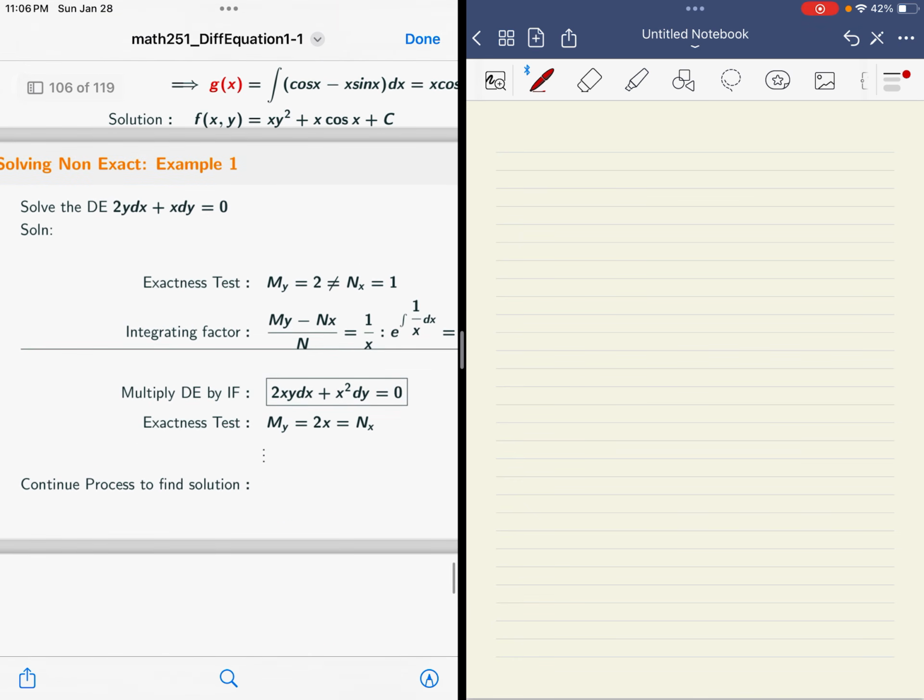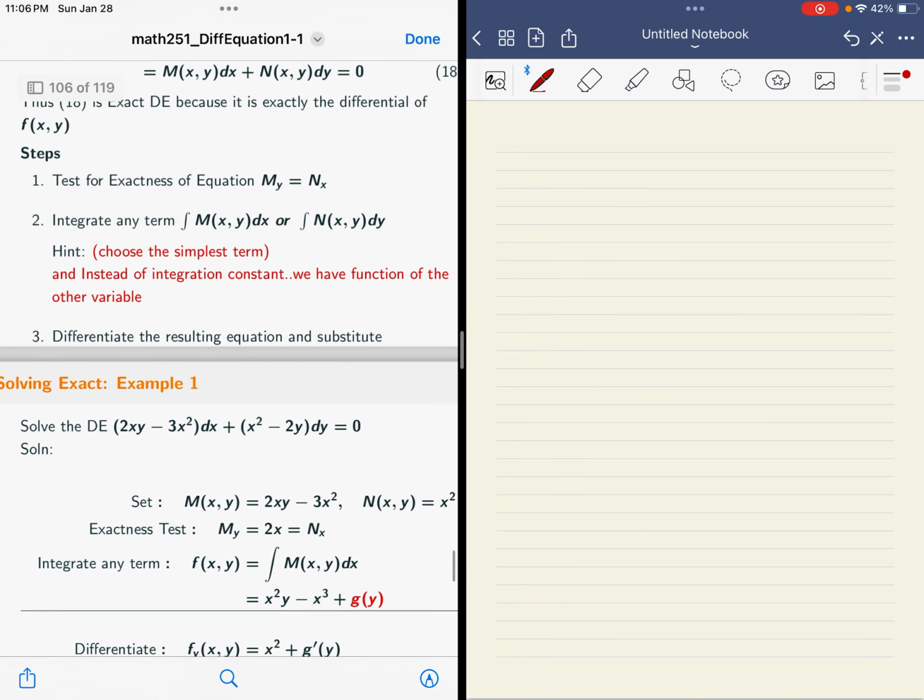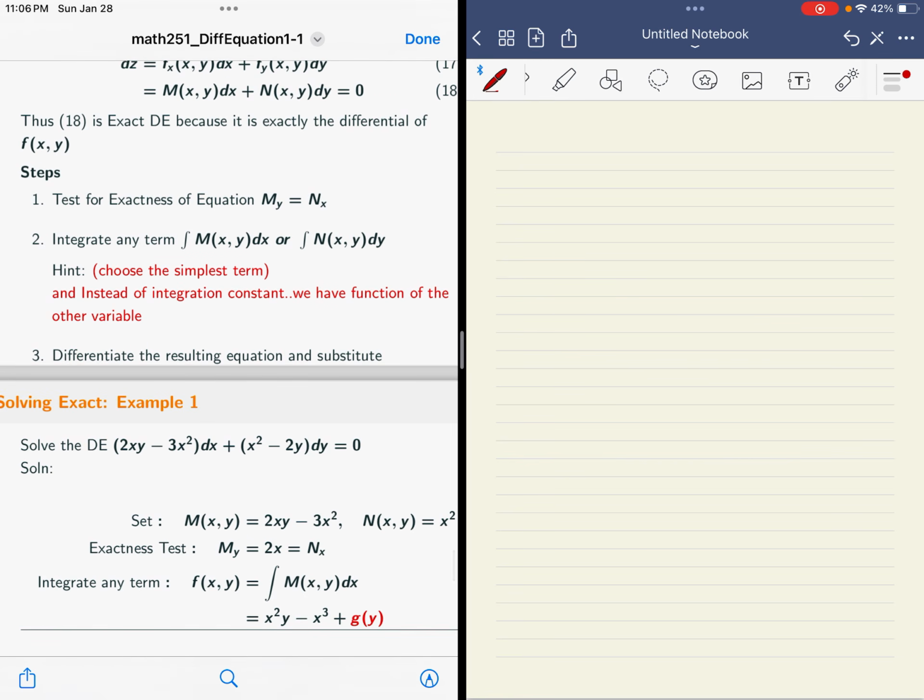I will solve a non-exact, and then we use that to understand this.